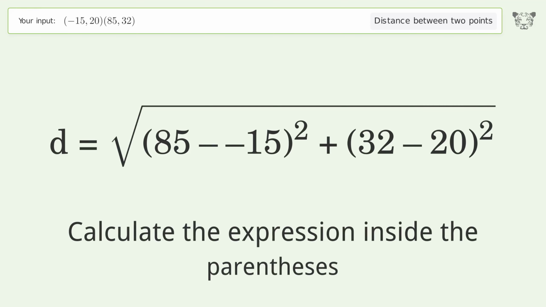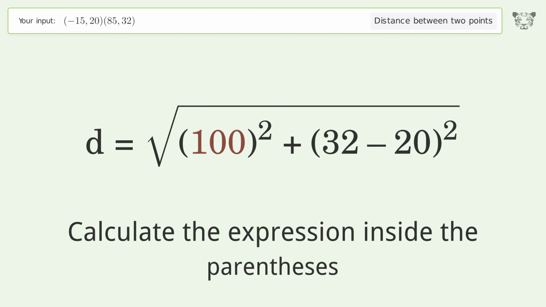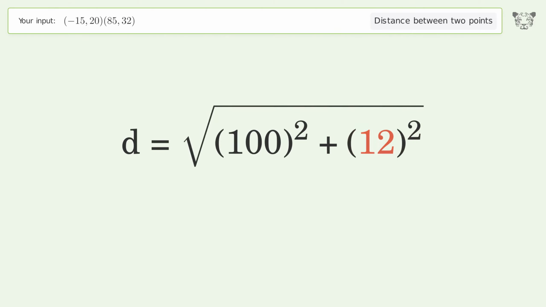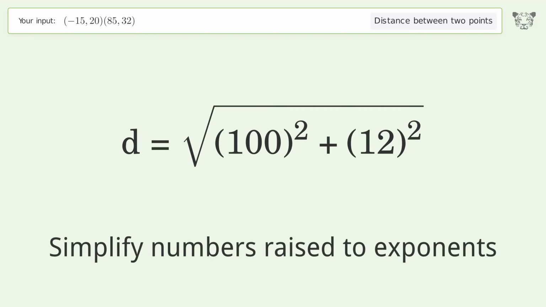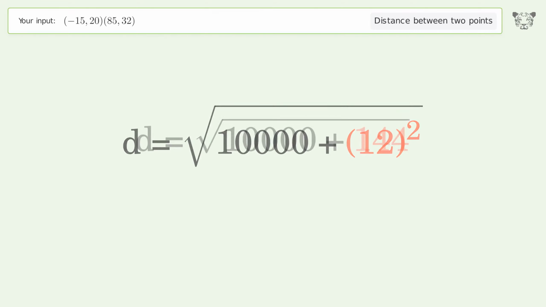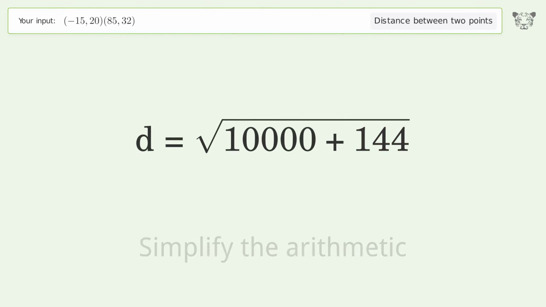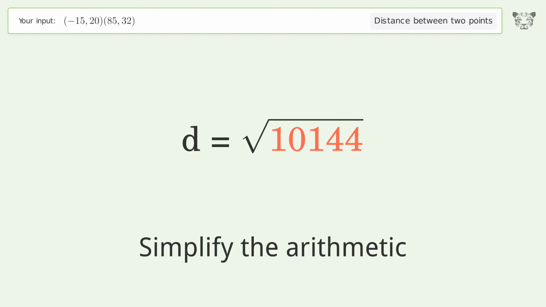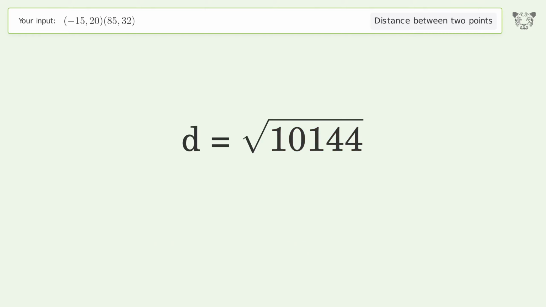Calculate the expression inside the parentheses. Simplify numbers raised to exponents. Simplify the arithmetic. And so the distance between the 2 points is the square root of 10,144, or 100.717.